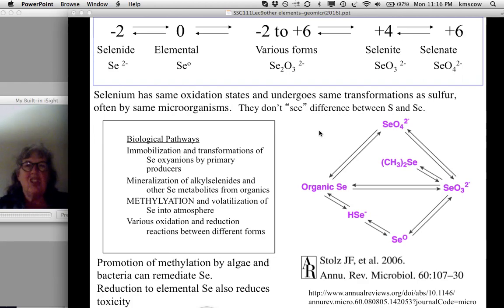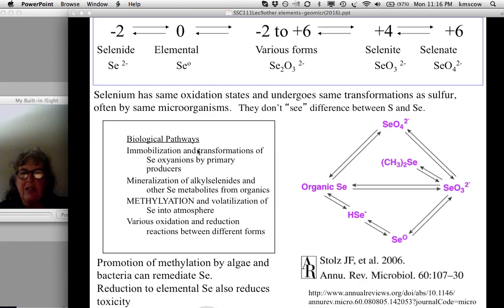And so that's the issue with exposure to too much selenium. Because it looks like sulfur, but it ends up making enzymes inoperable or poorly operable. So anyway, all these different states, just like sulfur, undergo the same kind of transformations, and a lot of the same organisms that are involved in all these transformations for sulfur are also engaged in selenium.